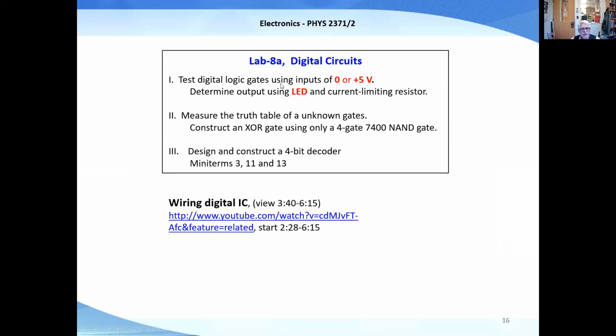Okay, so you're going to test logical gates in the experiment this week with 0 and 5 volts. You can use the LED with a current limiting resistor to see when things are on. You measure truth tables of unknown gates to see what the gates are, and we'll go into this Wednesday. But let's take a look at this. This is the last thing here.